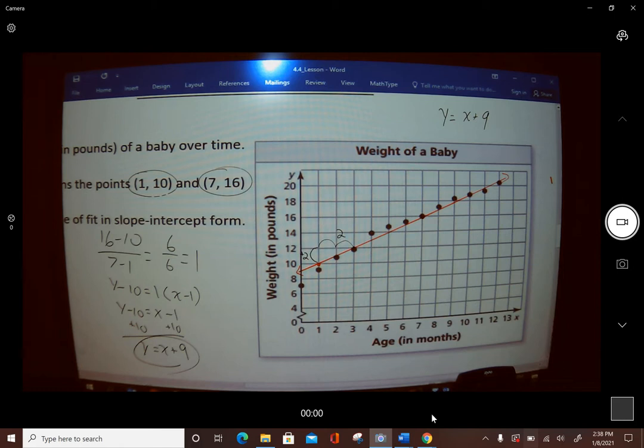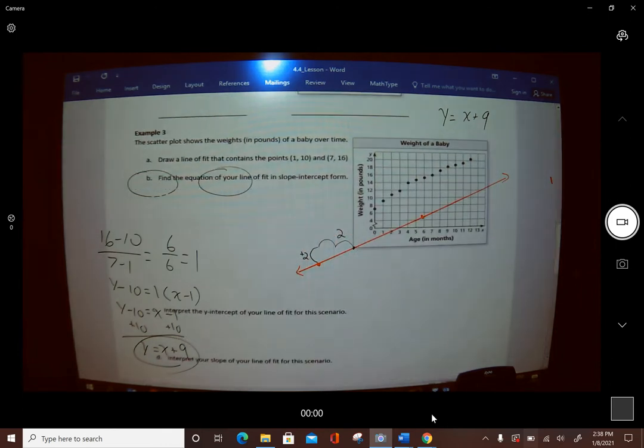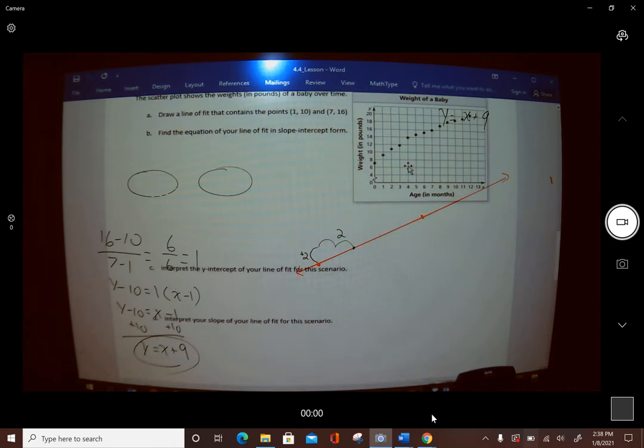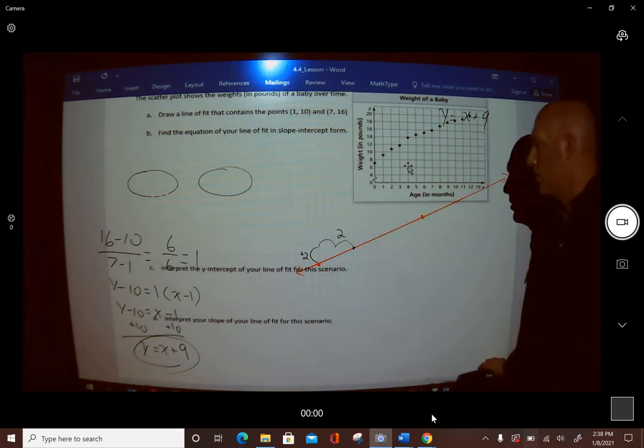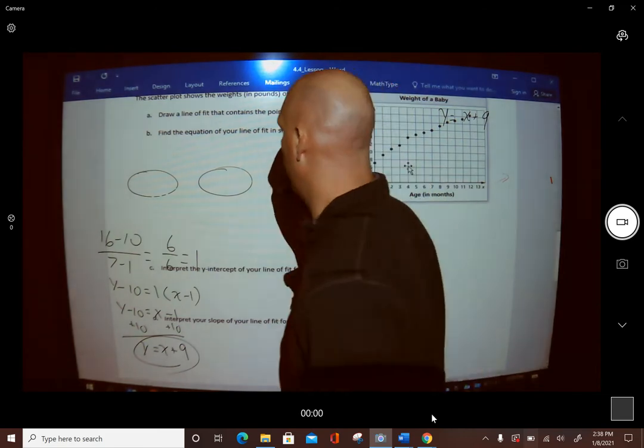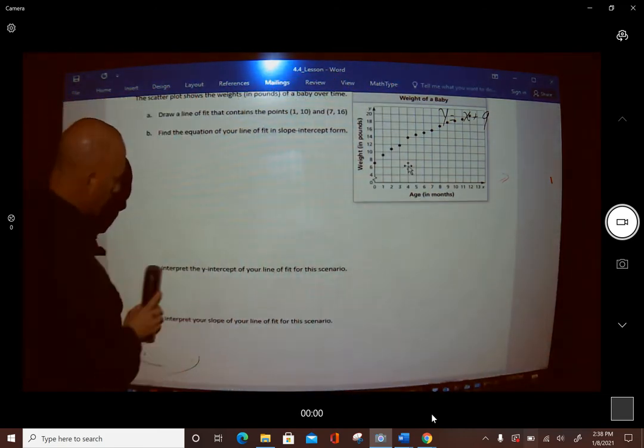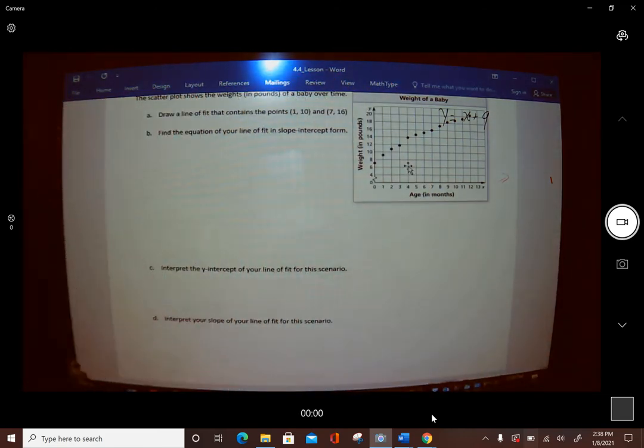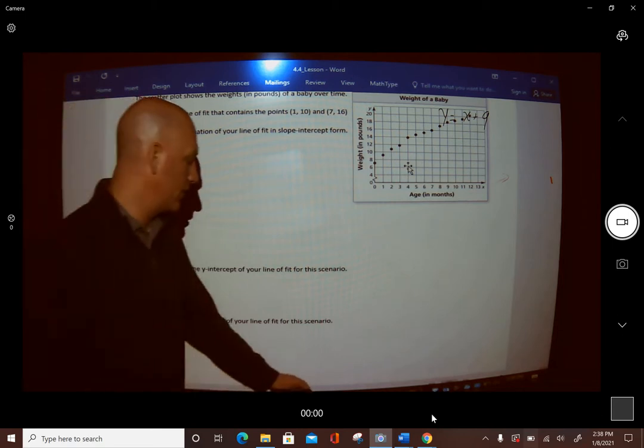Now let's go through and finish the actual problems. We have to zoom out now. So, sorry, we're going to lose some of what we had here. It won't fit in. So, interpret the y-intercept for the line of fit of this scenario.